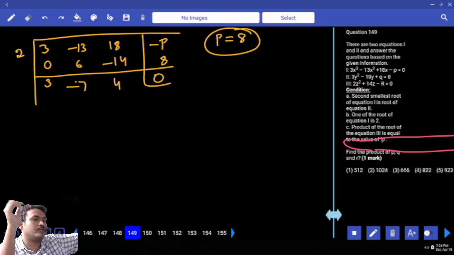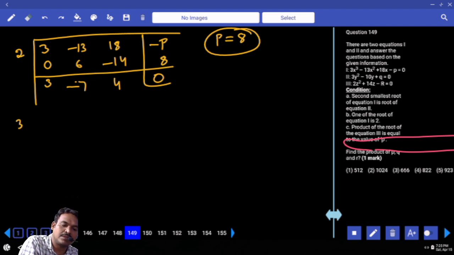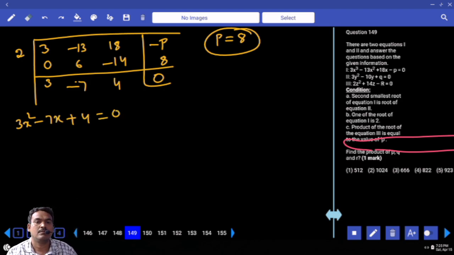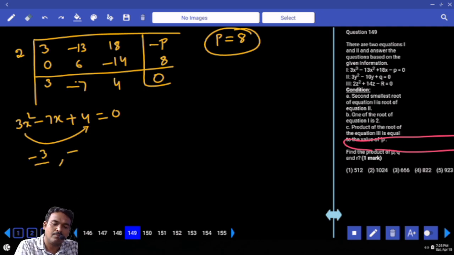Again we formed which one? Quadratic equation. X power 2 or x power 3? X power 2 means 3x square minus 7x plus 4 equal to 0. 4 is the constant term, 7 is the x term, 3 is the x square term. 3 times 4 is how much? 12. Product 12. Sum is minus 7. One will be minus 3, another one minus 4. But coefficient of x square is how much? 3. Divide by 3 and divide by 3.